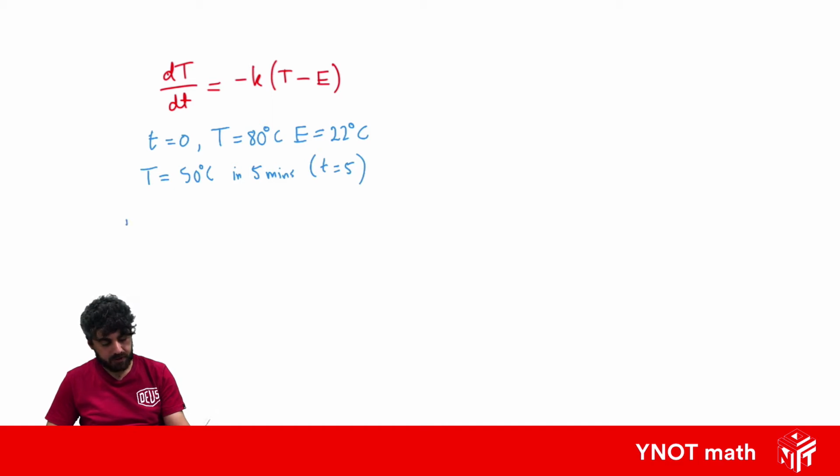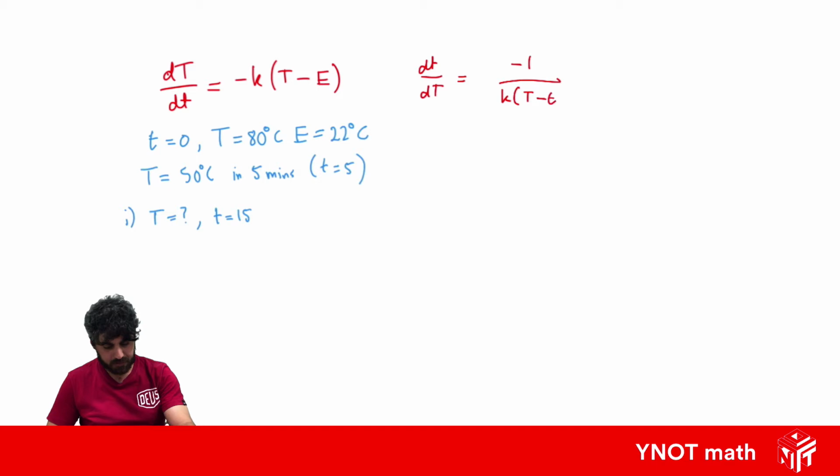The first thing we want to find is the temperature of the body after 15 minutes, so when t equals 15. In order to do this, we can use our initial equation, and we need an expression for the temperature. The first thing we'd like to do is to flip both sides of the equation. So we have dt over dT equals 1 over, we can say negative 1 over k, times T minus E.